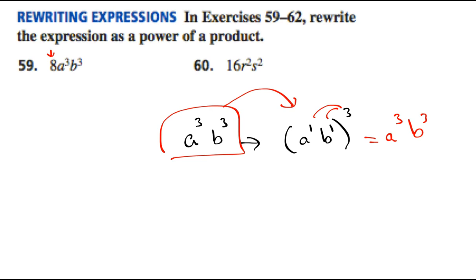Question becomes, I have this 8 here. So do you guys notice anything with an 8 and a third power? Yep. It's 2 to the third. Yeah, 8 can also be written as 2 to the third. So I have 2 to the third, a to the third, b to the third, which really means that I have 2ab all to the third power. So that is rewriting 8a cubed b cubed as a product, as 2ab all to the third power.